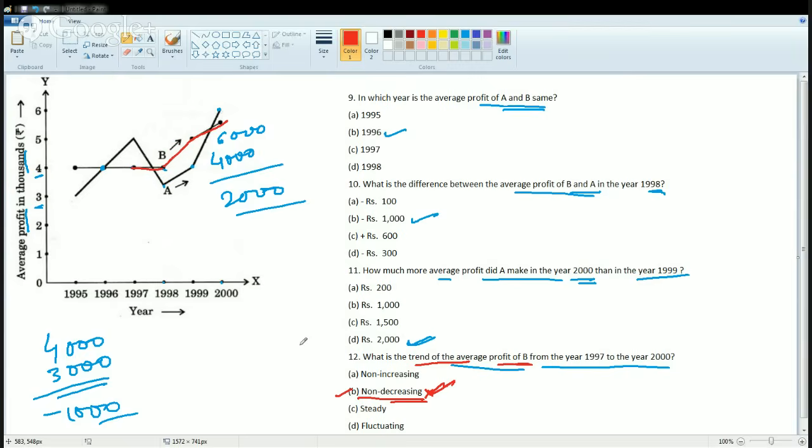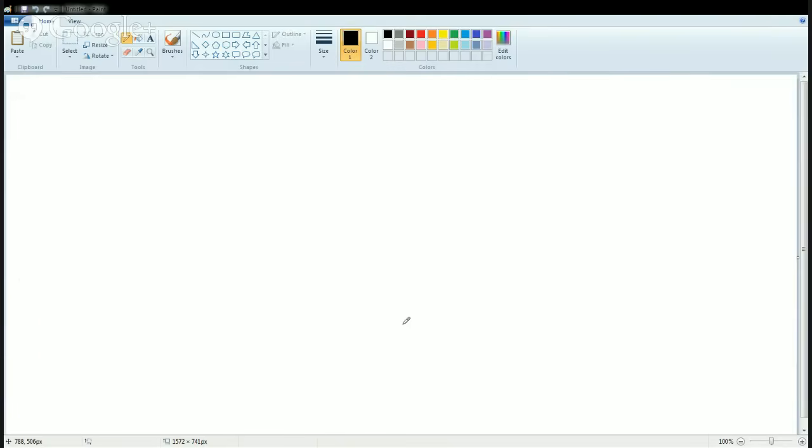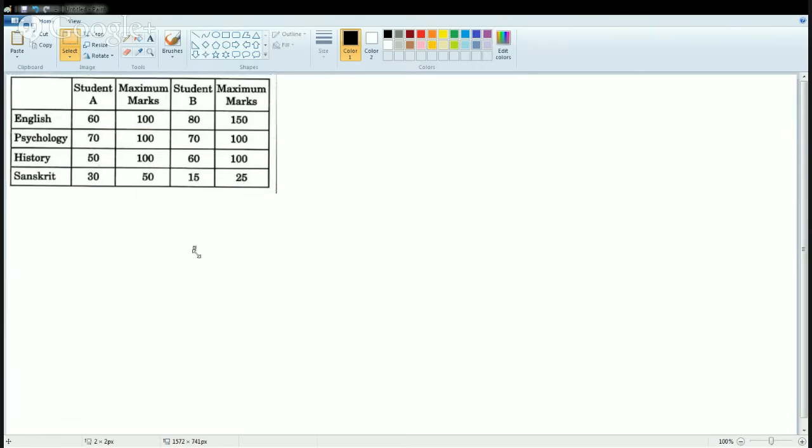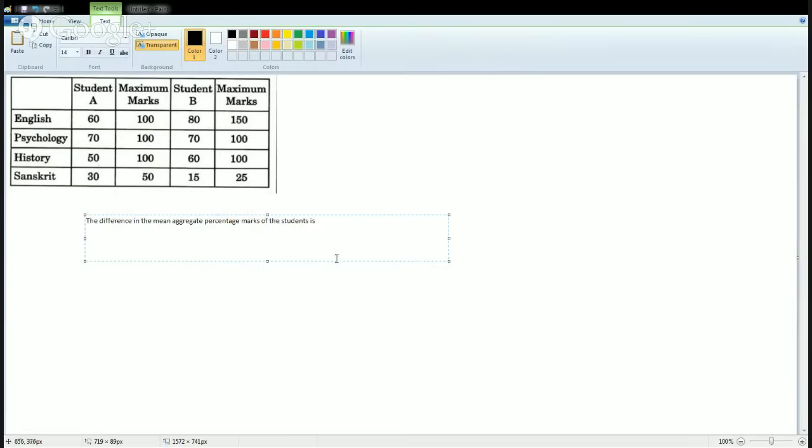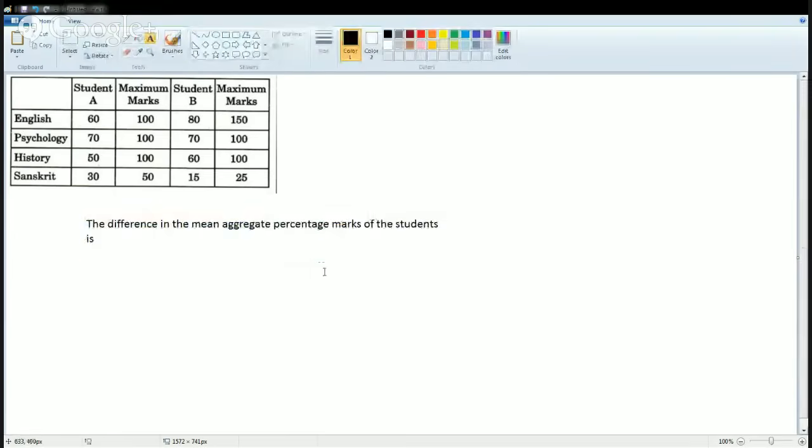So these were the 4 questions on data interpretation. These were very direct questions. Now this is one of the very interesting questions that was asked. So here is a table that is given. Now the question here is, what is the difference in the mean aggregate marks? So you have to find out the difference in the mean aggregate marks.